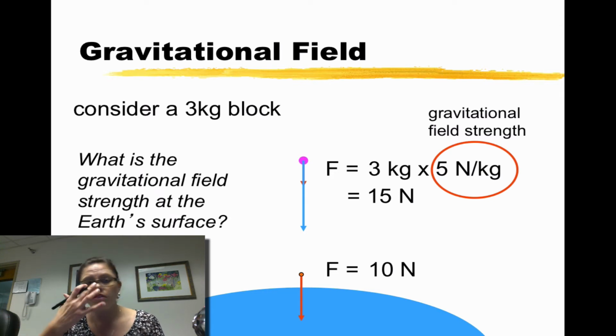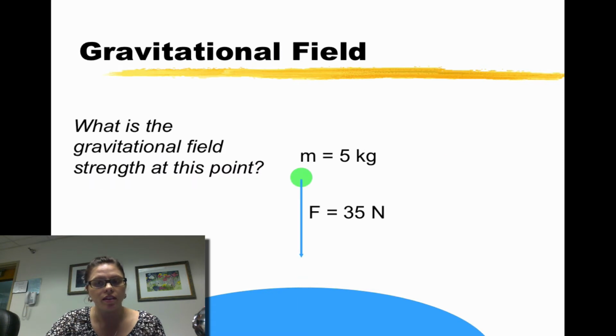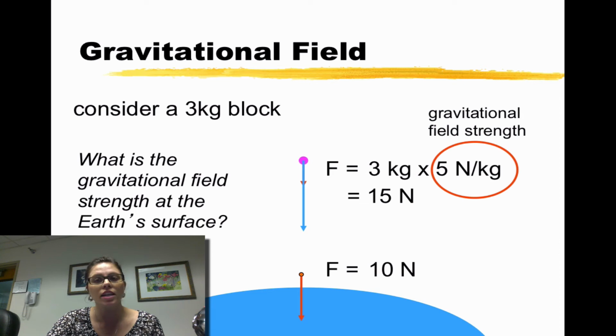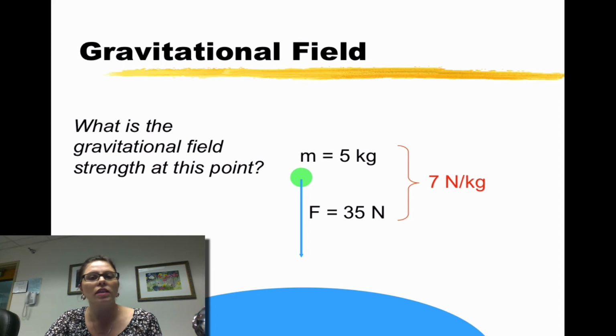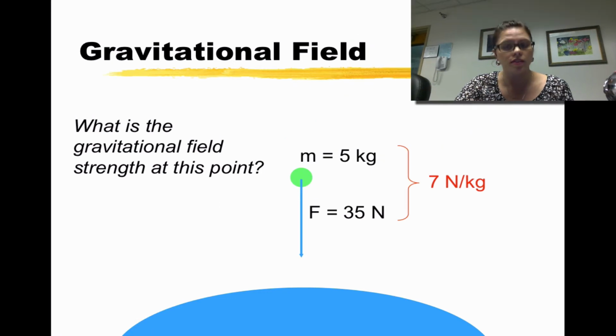What is the gravitational field strength at the Earth's surface? So how hard does the Earth pull on a 1 kilogram object? So it is 10 newtons, 10 newtons per kilogram, just like what we have down there. So what is the gravitational field strength at this point? We have the mass of the object and we have the force on the object. So take a moment and try to answer that. Good. It's 7 newtons per kilogram because each kilogram is being pulled with 7 newtons of force.